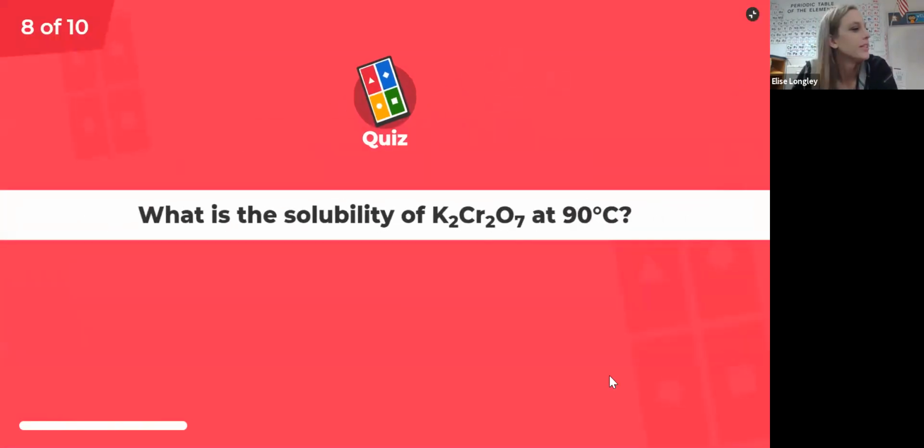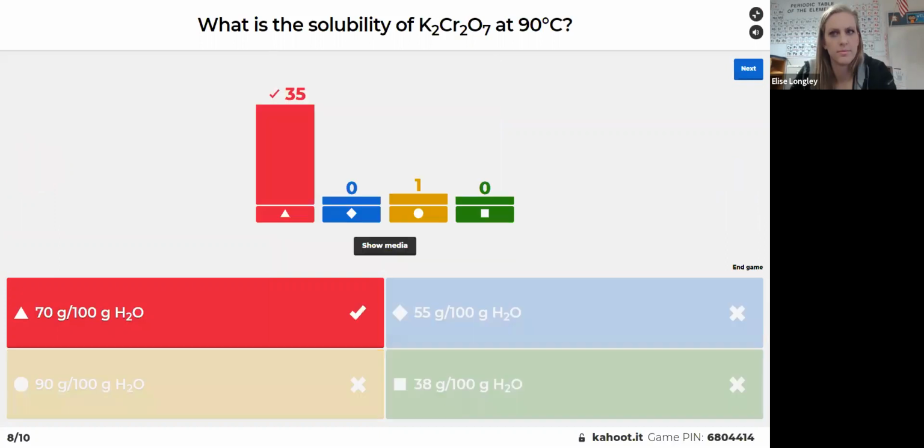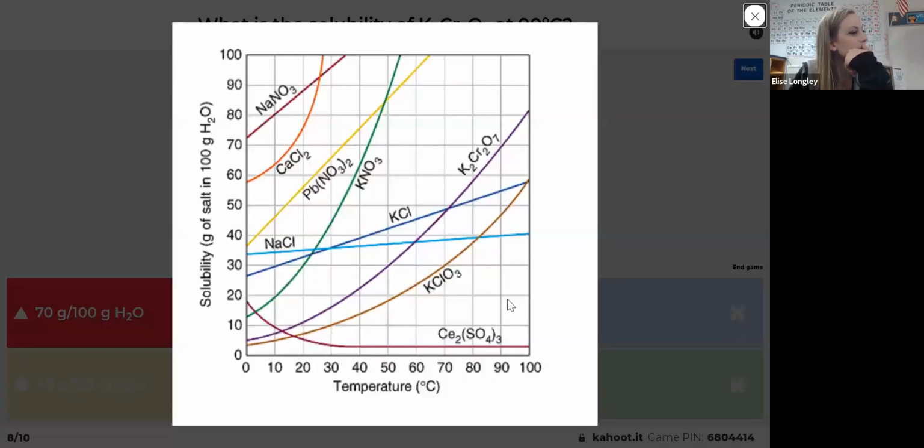Look at you go. What is the solubility of potassium chromate at 90 degrees Celsius? Yes. Look at you guys. You're doing so great. You found 90 degrees, you went to potassium chromate, saw that it was right on that cross section at 70 grams, and it means 70 grams will dissolve in 100 grams of water.